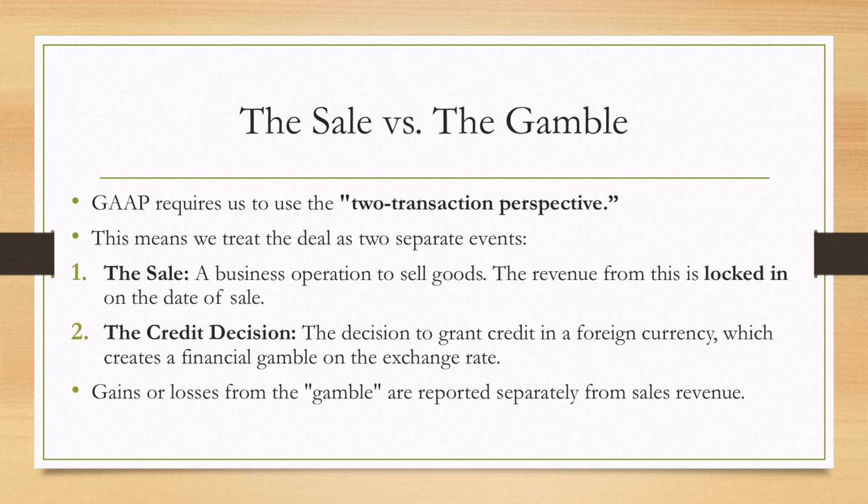To handle this, GAAP requires us to use the two-transaction perspective. This is a key concept. It means we must treat the deal as two separate and distinct economic events. First, there's the sale itself, the business operation of selling goods. The revenue from this is locked in on the date of the sale at the spot rate on that day. Second, there's the credit decision, the financial choice to grant credit in a foreign currency. This is effectively a financial gamble on the exchange rate. Any gains or losses from this gamble must be reported separately from our sales revenue.